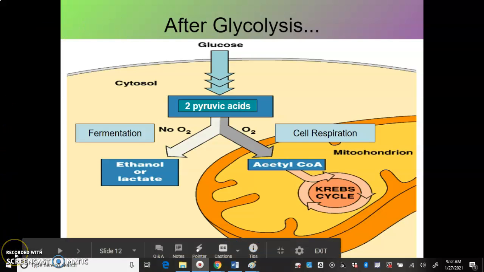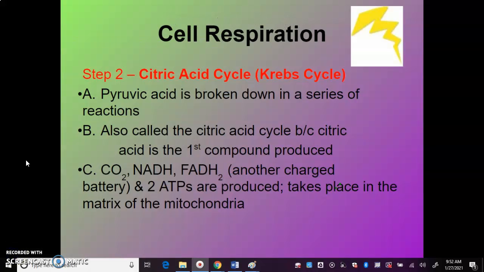So the Krebs cycle is step 2 of aerobic respiration. Last lecture, we talked about the Krebs cycle, so just to review, the Krebs cycle is also known as the citric acid cycle because citric acid is the first compound that's produced in the cycle. Remember, it's 6 carbons, so what you're going to see in the diagram is the 2 carbons from acetyl-CoA combine with a 4-carbon molecule known as oxaloacetate, and that becomes citric acid.